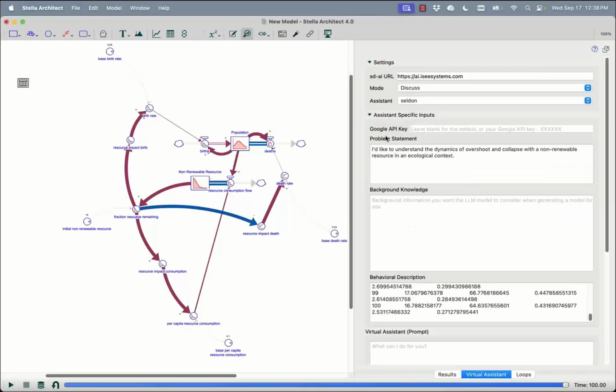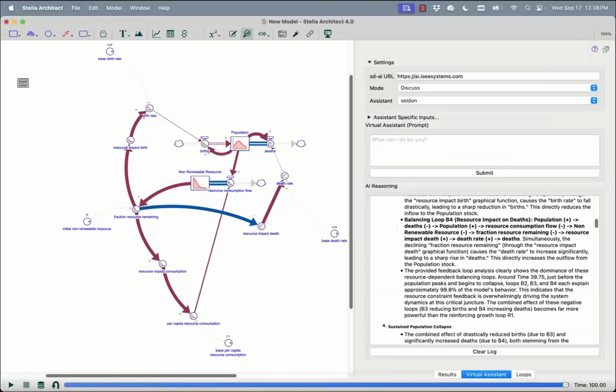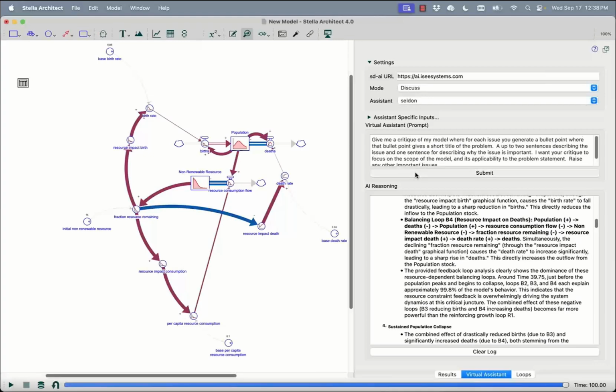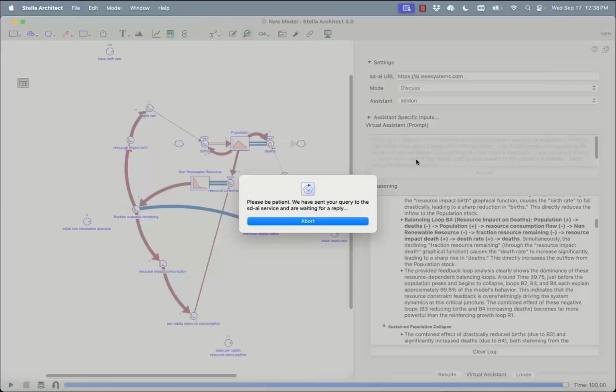So we're in Selden. In the assistant-specific inputs, we still have the problem statement. We still have the behavioral description. So I'm going to take that prompt, and I'm going to copy and paste it in so that you all don't have to watch me type. And I'm going to hit submit.